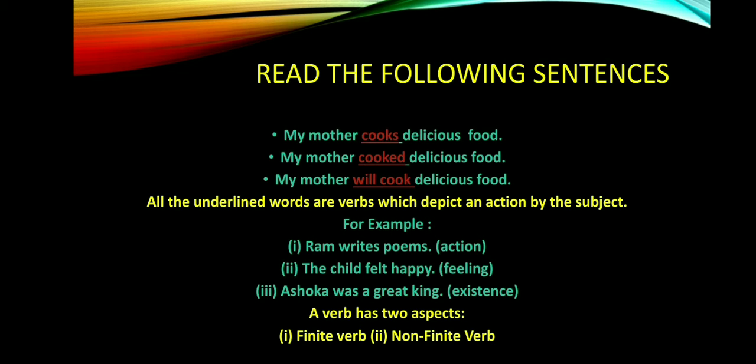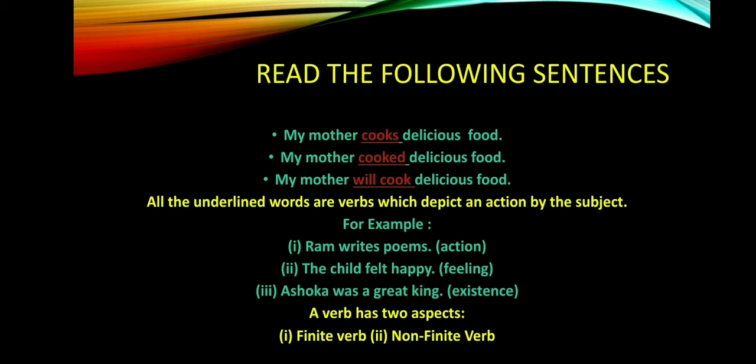Let's see more examples. First is, Ram writes poems. Once again, we have been shown action through this sentence. Writes, it is an action. So in this case, the word writes is a verb and it is also telling about the time of action. It means present indefinite. Ram writes poems. This is showing us an action. So basically these verbs are action words.